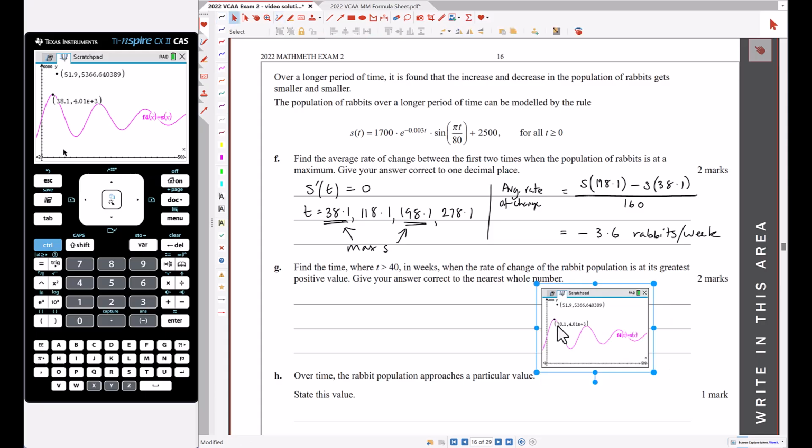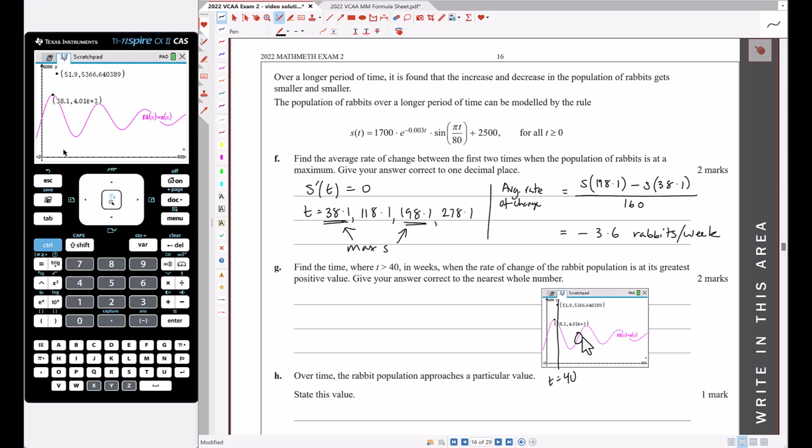So this is the graph that I'm looking at on the CAS. So I've already got that point 38. So t is 40 is past here. Okay, so we want the rate of change of the rabbit population at its greatest positive value. Okay, so it's more steep here than it is here, and it's even less steep. So it's getting less and less steep between turning points. So therefore, it's going to be the maximum gradient in that interval there that we're interested in, so between those two turning points.